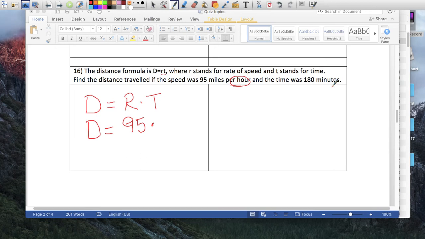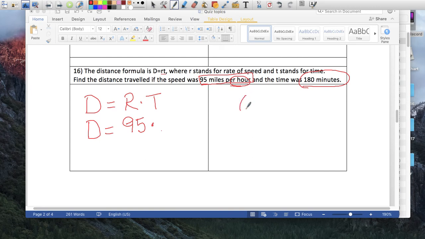This question is a little tricky because the speed is given in hours, right? 95 miles per hour. Whatever you multiply this by, the time should be in hours as well. So notice that this time here is given in minutes. We're going to have to change the 180 minutes to hours.